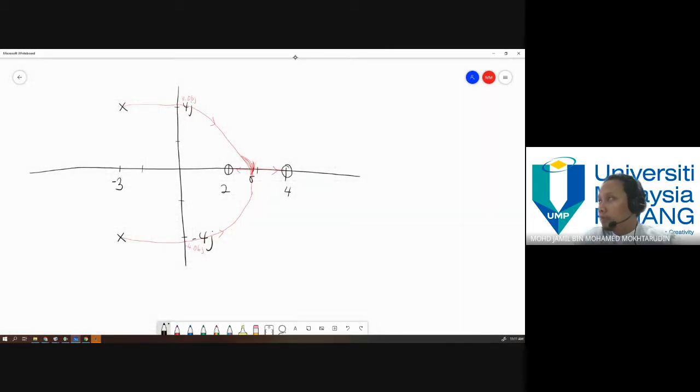So let's go back to the definition of root locus. Root locus is actually a plot of poles when we vary the gain k value. Okay, so the plot here represents the value of poles when we change the value of k. So at k equals 1, it is the value of poles at the JW axis crossing.